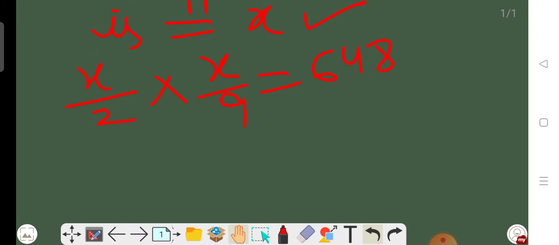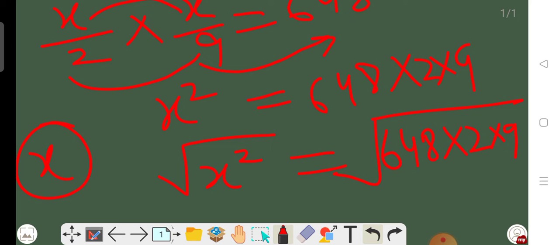So from here, x multiplied by x will become x square, as we know that when we multiply a number by itself it becomes its square. 2 and 9 are in division. When we take them towards the right side of the equality they will become multiplication. Now we have to find the value of x beta. To find the value of x, we have to take the square root on both sides. Okay. 648 multiplied by 2 multiplied by 9.